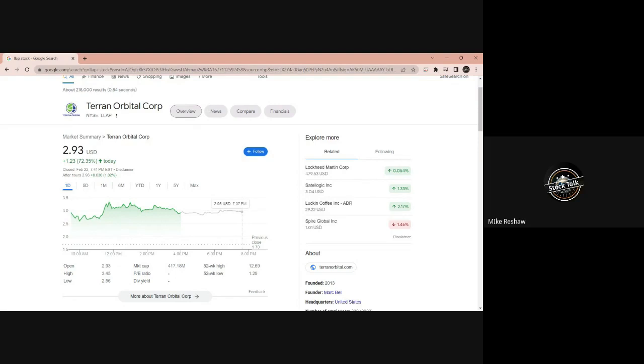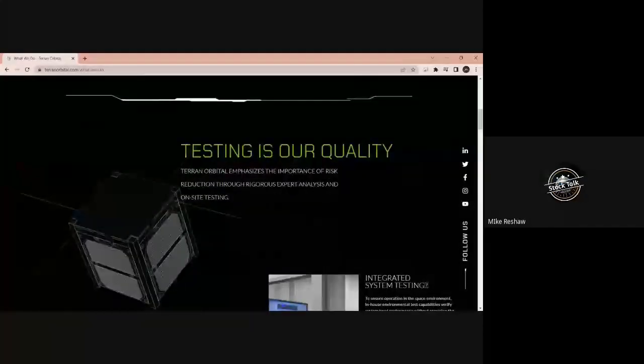One of the first stocks we're going to talk about is Terran Orbital Corporation. Last tick was $2.93. It is up $1.23. We're starting to see some resistance popping up. Obviously, a couple shorts and things went down a little bit after hours, but that's just the after hours game. What would you say they do here?